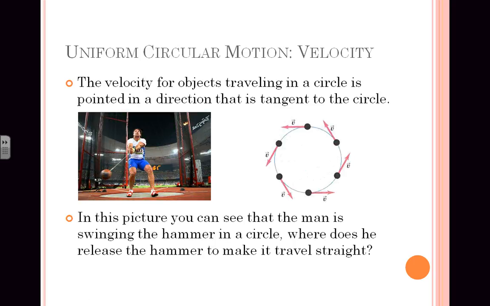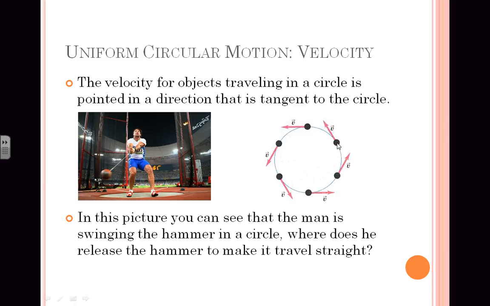Alright, so let's go ahead and get started with describing the velocity of an object that's undergoing uniform circular motion. The velocity for objects traveling in a circle is pointed in a direction that is tangent to the circle. If we look over here at this circle, you'll notice that these points of the object have a velocity vector coming at a tangent, which means it's perpendicular to the center of the circle. We could draw a right triangle here and it would be perpendicular to the center. So every one of these vectors is a tangent along that circle.